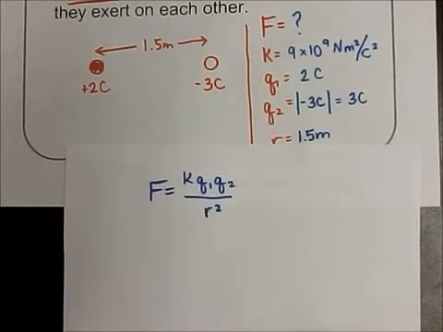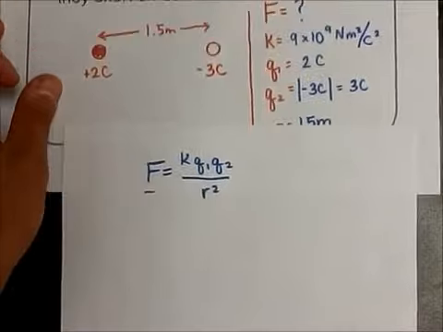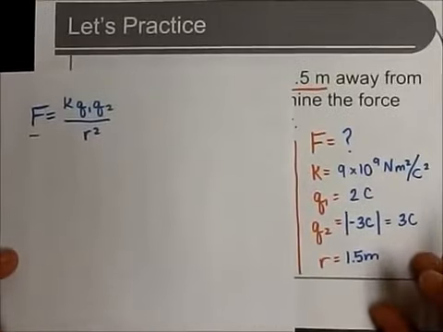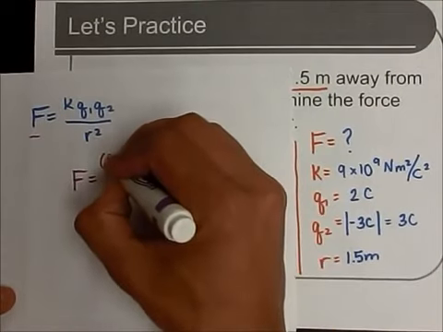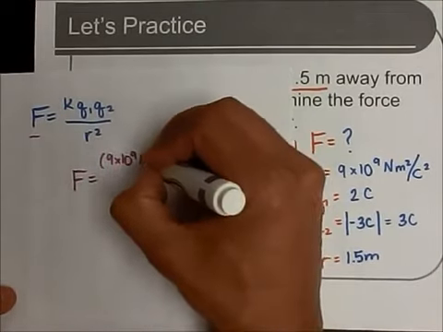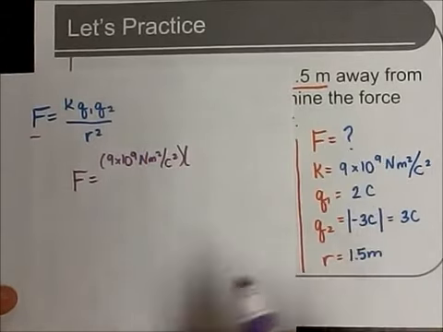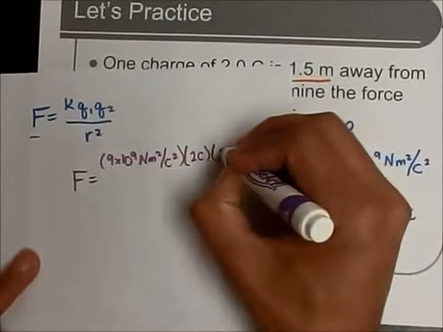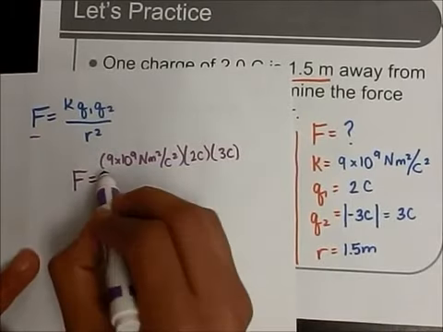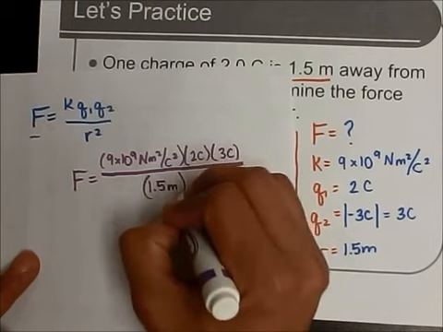So, with that being said, let's take our values and plug them in because I'm actually trying to determine the force. So, here we go. F equals K, which is 9 times 10 to the 9th newton meter squared per coulomb squared, times Q1, which is 2 coulombs, Q2, which we said was 3 coulombs, over the distance between them, 1.5 meters, and that value is squared.